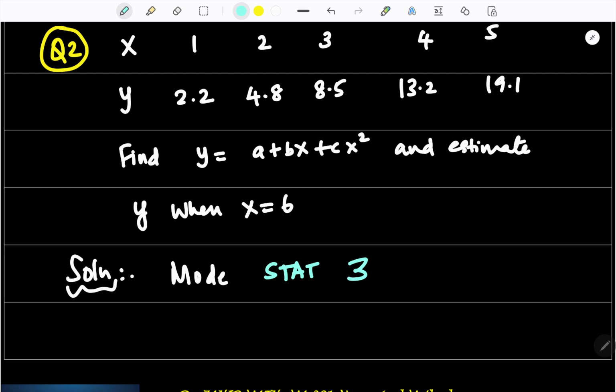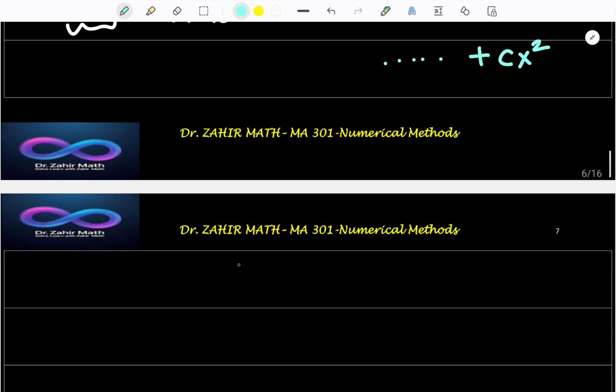When you press this one, you can see number 1 is a plus variance, number 2 is a plus bx, and press number 3. Number 3 you can see a plus bx plus cx square. So please press number 3. Once you press this one, it will ask you the data x and y.